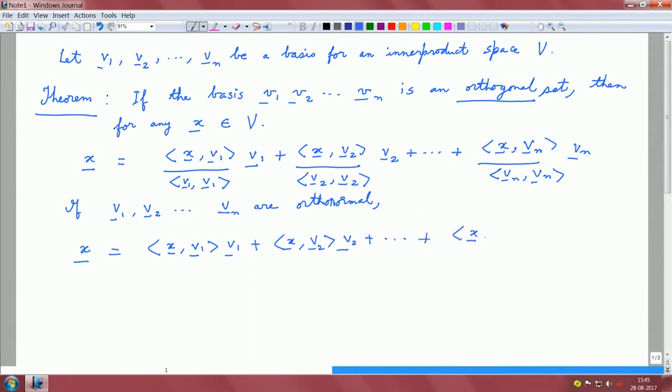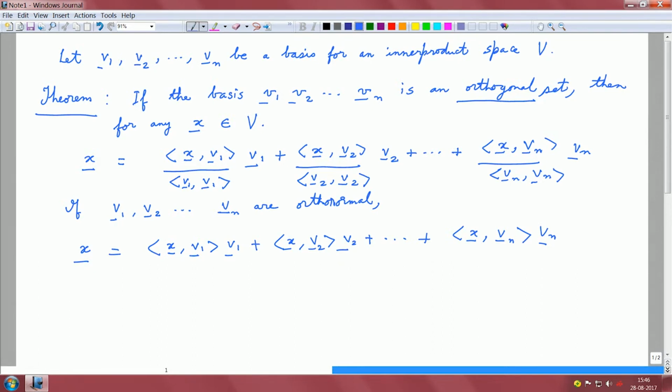So, it is basically take the inner product of this vector x with all of these other orthonormal vectors, and that gives you the scalar component, and then you take the linear combination of these inner products along the direction of these individual vectors, right. So, this is the theorem.